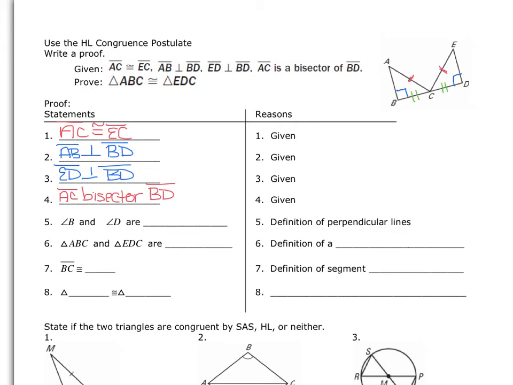So now let's look at number 5. It's telling us now that angle B and angle D are, and we have marked here, see, this is why it's important to mark your picture, because perpendicular, we have marked them to be 90-degree angles, or they're right angles.